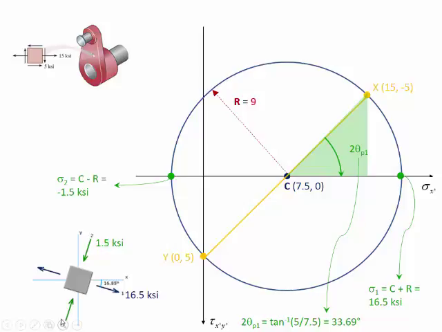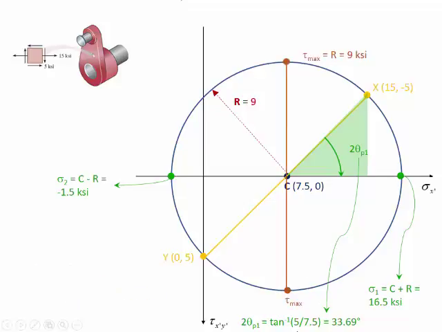We are going to do the same thing for the maximum in-plane shear stress. Remember, the maximum in-plane shear stress is given by the highest value along these ordinates, so it's basically at the top and bottom of the circle, as given by that orange line. And we find the value is actually just the radius, which is 9 kilopounds per square inch.